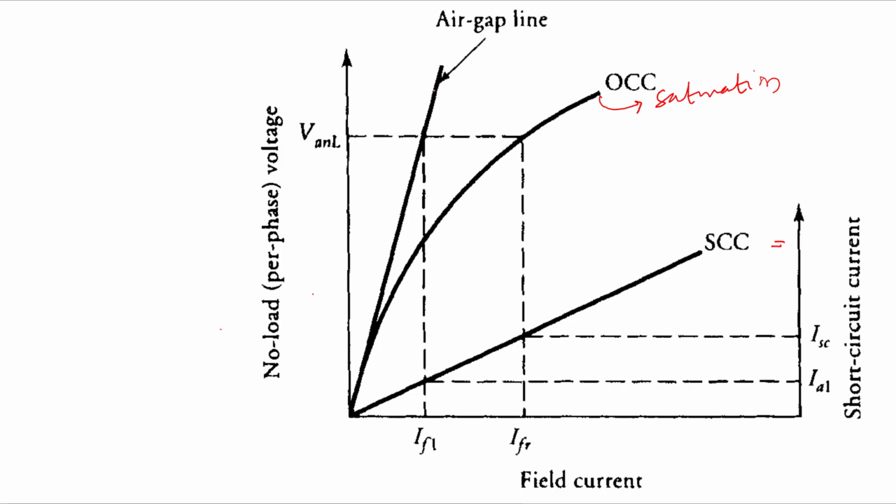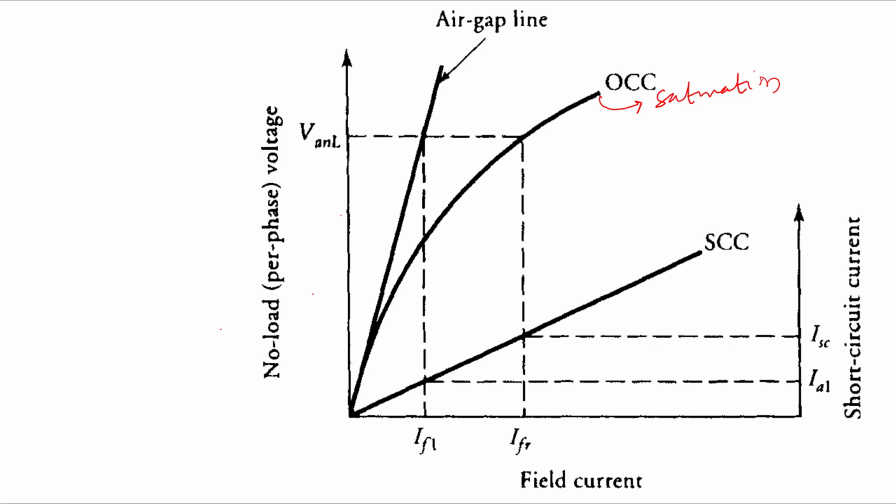And similarly, if we plot the short circuit current versus field current, you will get a straight line as well, right? But the scale will be different. Therefore, here the short circuit current is plotted on the right side. You can see the scale is different. Here is the no load voltage, right?